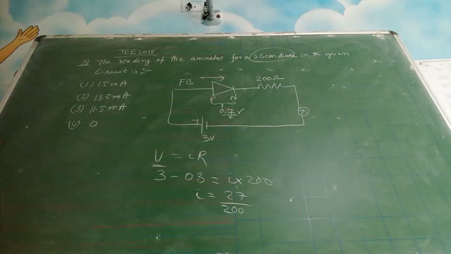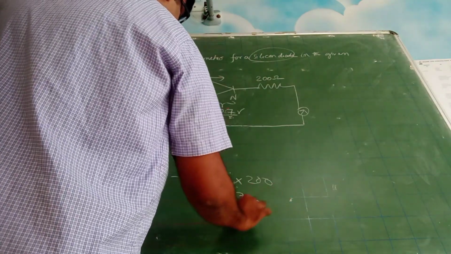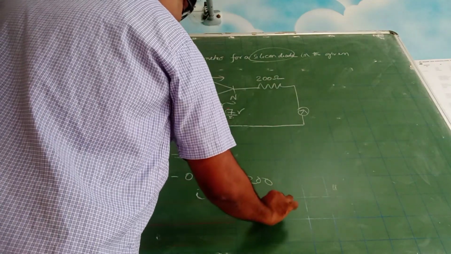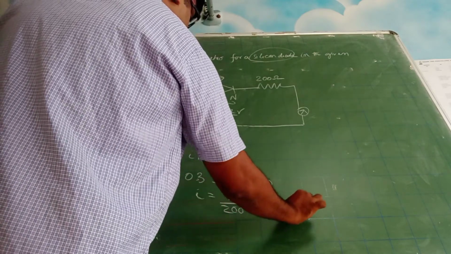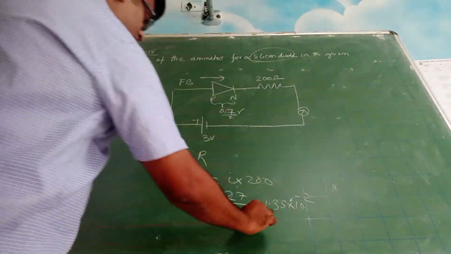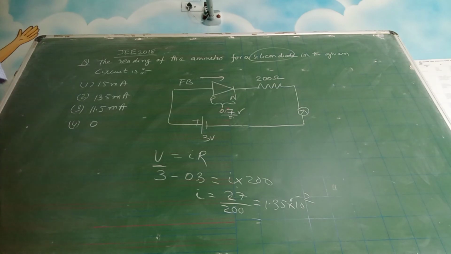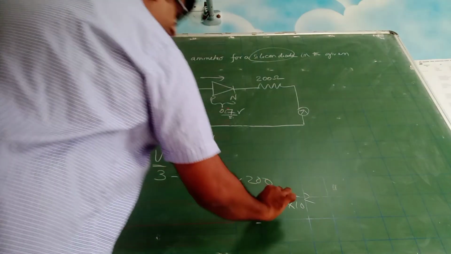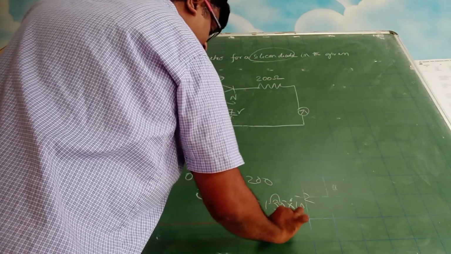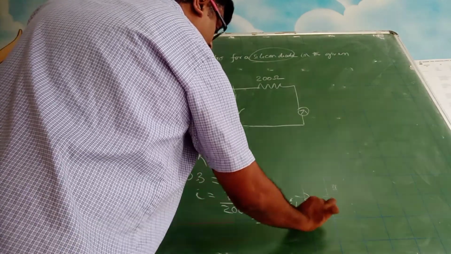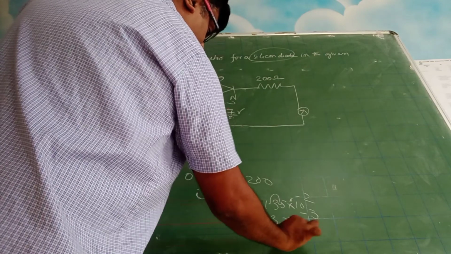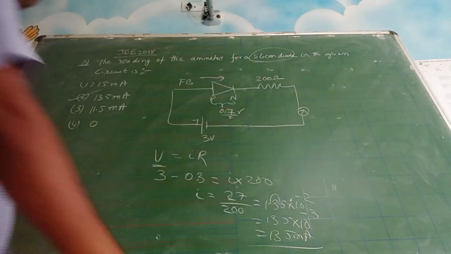Okay. So this is how much? So 2.7 by 2, this is 1.35 into 10 to the power of minus 2. Or look at here, 13.5 milliamps. Shift one decimal this side. This can be written as 13.5 into 10 to the power minus 3 or 13.5 milliamps.